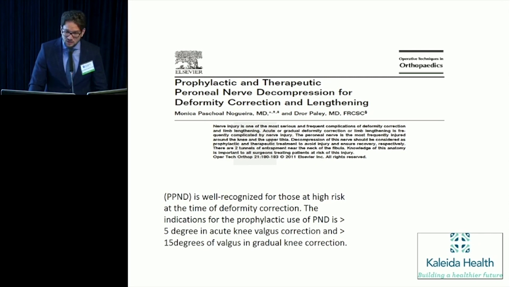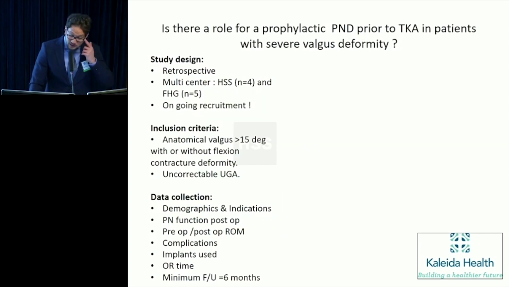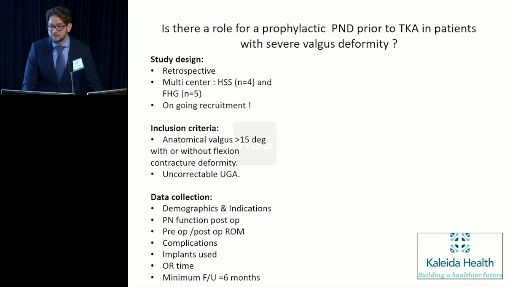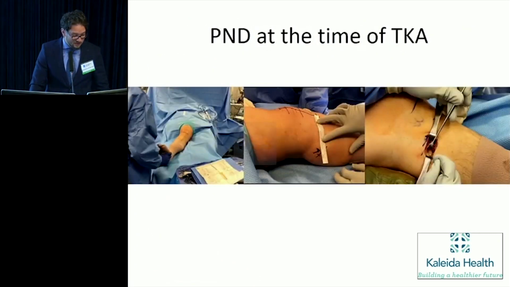So why don't we use it in joint replacement? This study is a retrospective study. We looked at the patients. We have ongoing recruitment. We have 10 knees in 9 patients. The inclusion criteria included anatomical valgus of more than 15 degrees, with or without flexion contracture, that is uncorrectable under examination and general anesthetic. So we looked at the demographics, peroneal nerve function post-op, pre- and post-op range of motion, implants used, the operative time, and the minimum follow-up was 6 months for now.